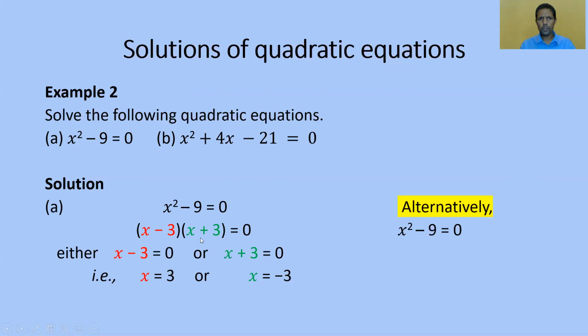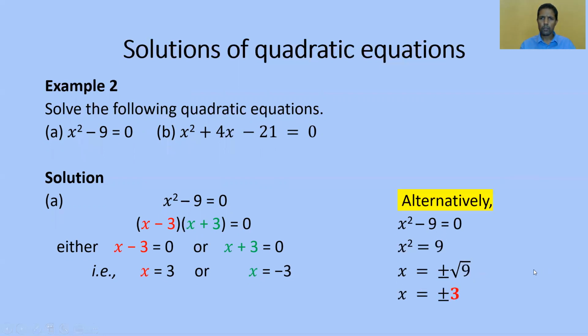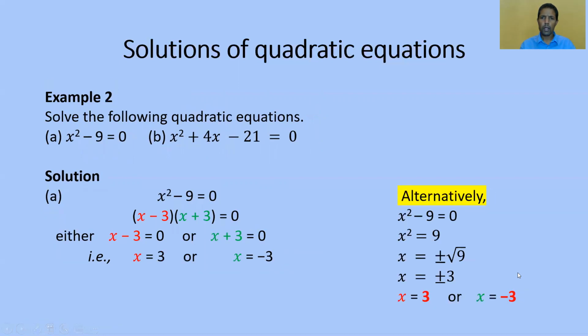We can also solve this problem by making x squared the subject of the formula. So we can send negative 9 to the right. So we have x squared is equal to 9. Taking the square root on both sides, we have x is equal to plus or minus the square root of 9. So x is equal to plus or minus 3. x is equal to 3 or x is equal to negative 3. Again, we can substitute into the initial equation to verify whether the answer is correct.